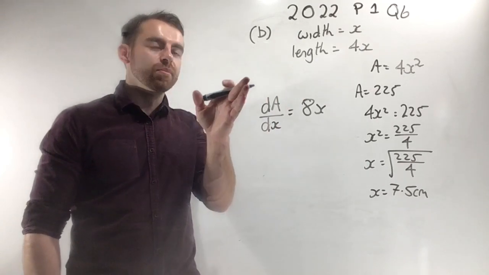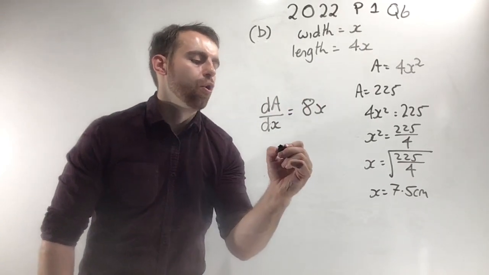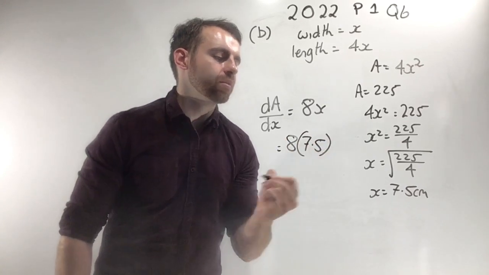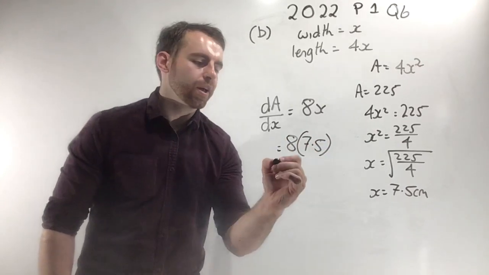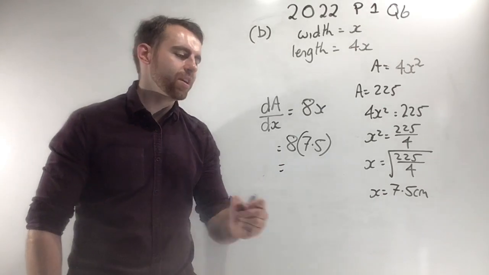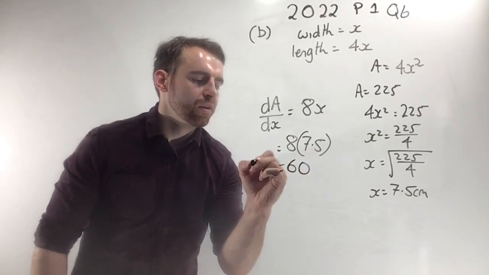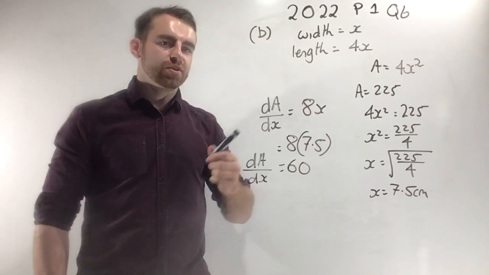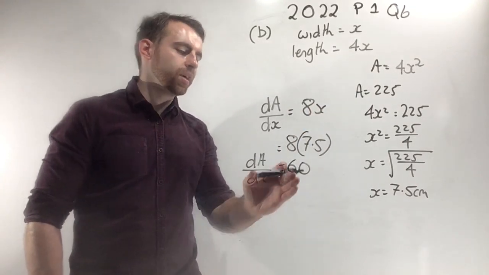At this moment in time, dA/dx is 8x. Or in other words, dA/dx is 8 multiplied by 7.5. If we plug this into our calculator, 8 multiplied by 7.5, you get 60. So the rate of change of the area relative to x when the area is 225 centimeters squared is 60.